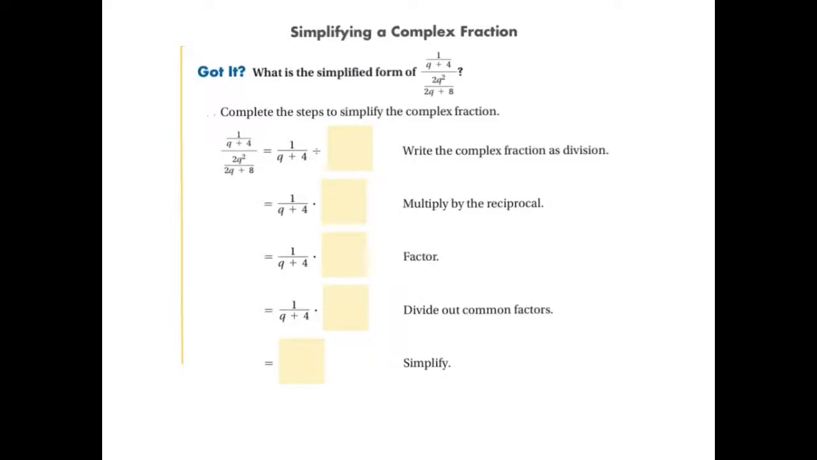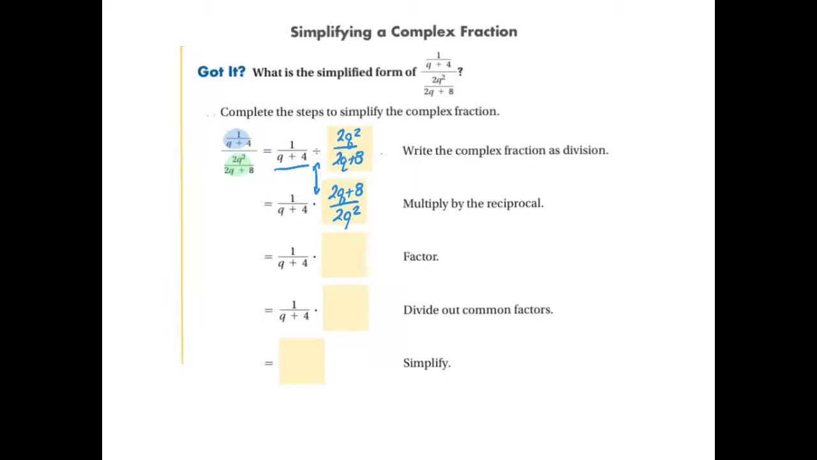Sometimes you're going to see a complex fraction, which means this is just a division bar. So you have the first part of this divided by the second part of this. So let's take a look and see what that looks like. So it means our first part is divided by 2q squared over 2q plus 8. That's our second part. We're going to multiply by the reciprocal, 2q plus 8 over 2q squared. I just took the reciprocal.